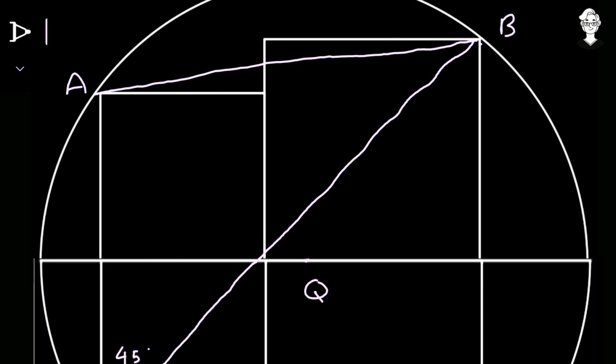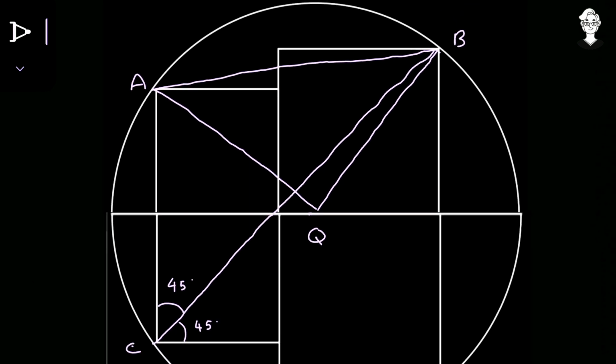Now what I will do in the second step is join straight lines from A to the point Q, that is the center, and from B to the point Q, that is the center. Let it be clear. Now from A and B I have joined the straight lines AQ and BQ, and over there we have A, C and B. So we have just joined the line segments AQ and BQ.